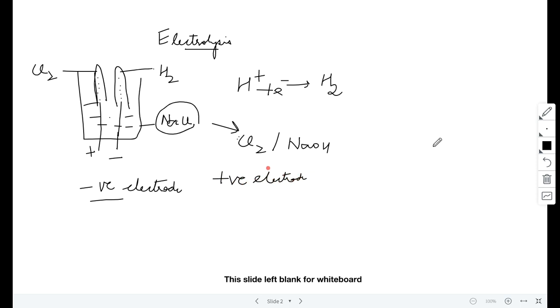Cl minus ions go to the positive electrode. Excellent, because these are the halide ions, right? So if halide ions are present, what happens? When they are present, they are going to get discharged at the electrode, right? Yes.